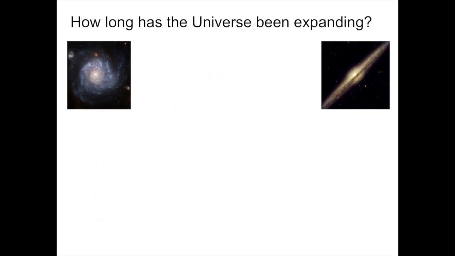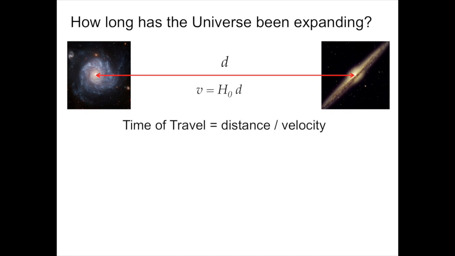Another question that can be asked of the expanding universe is how long has the universe been expanding? Consider two galaxies separated by a distance d as we see them today. The Hubble law tells me that the velocity of separation between these two galaxies will be equal to the Hubble constant times the distance between them. The time of travel that it takes for these two galaxies to get that far apart should be how far apart they are divided by their velocity.